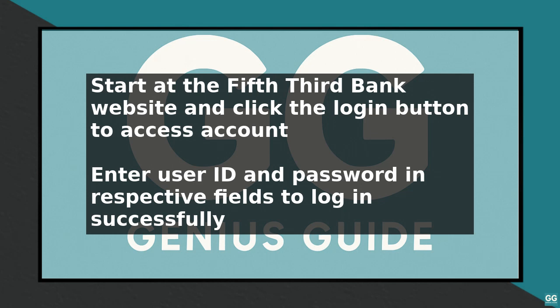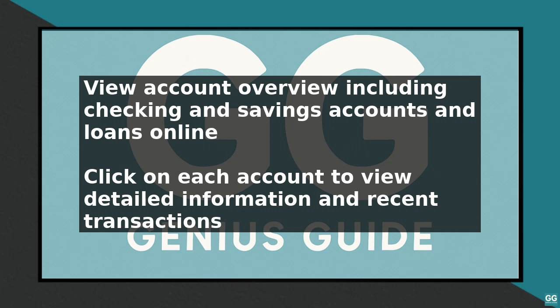To track your spending, click on the account you want to view and then click on the Transactions tab. This will show you a list of all your recent transactions, including the date, description, and amount of each transaction. You can also use the search function to find specific transactions by date, amount, or description.